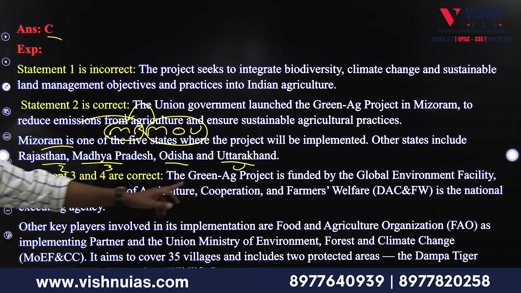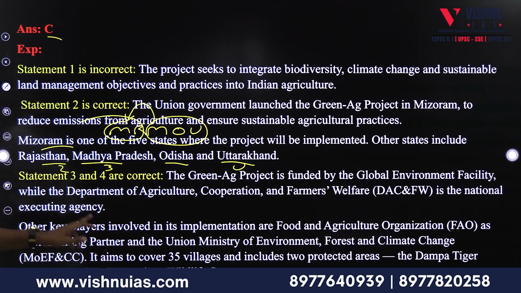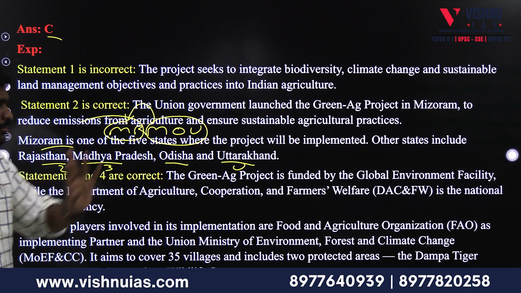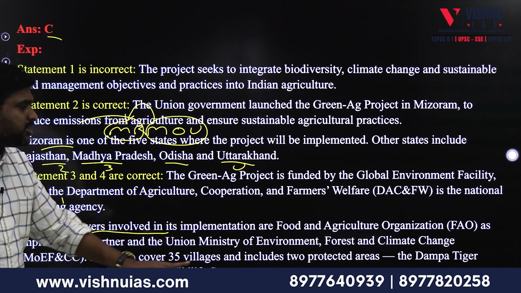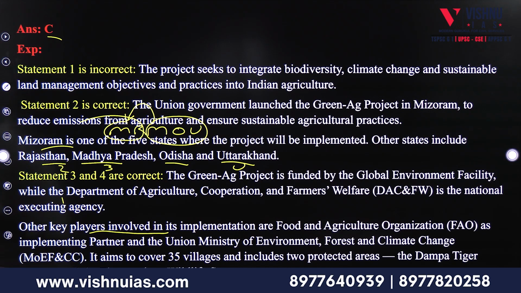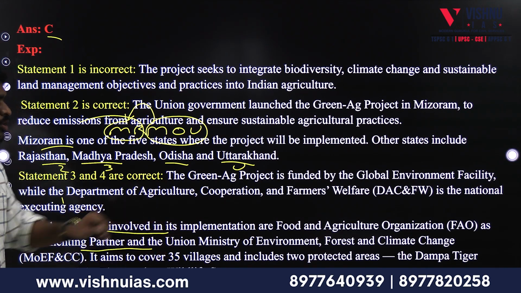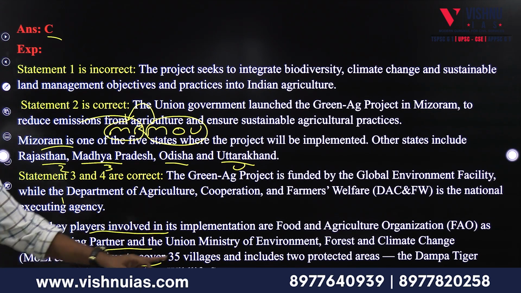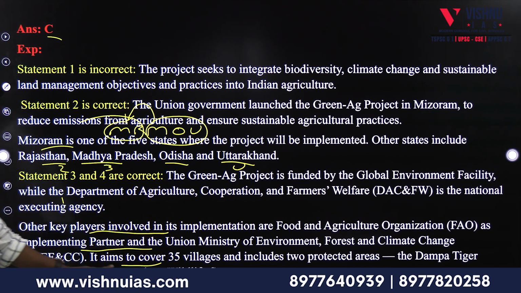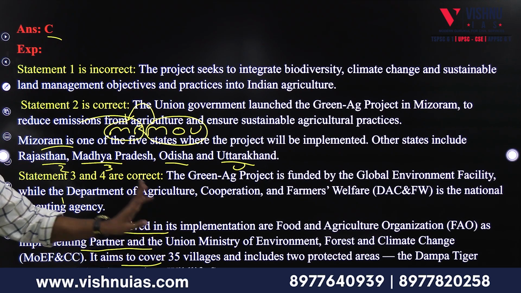Third, the Green AG is funded by Global Environment Facility. Who is implementing it? Department of Agriculture, Cooperation and Farmers Welfare is the national executive agency. Other key players involved in this are Food and Agriculture Organization as implementing partner, and Union Minister for Environment, Forest and Climate Change. It aims to cover 35 villages, include 2 protected areas. One is called Dampa Tiger Reserve, other is called Tortanglang Wildlife Center.